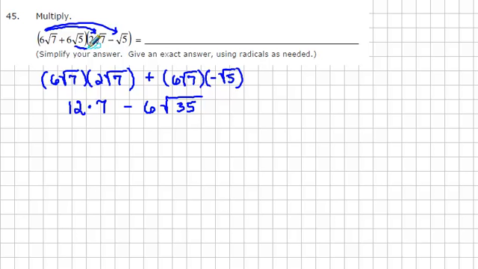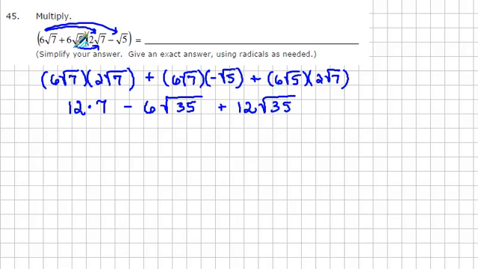Next, multiply the two inner terms. 6 square root of 5 multiplied by 2 square root of 7. 6 times 2 is 12, and the square root of 5 times the square root of 7 is the square root of 35.